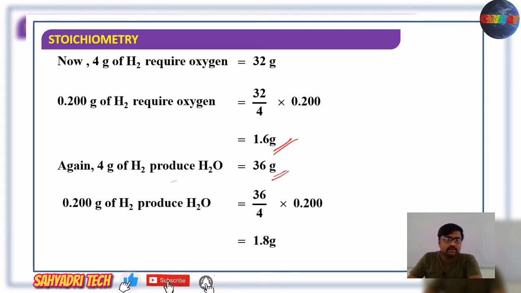36 gram of water. 0.2 gram of hydrogen produces 1.8 gram of water.